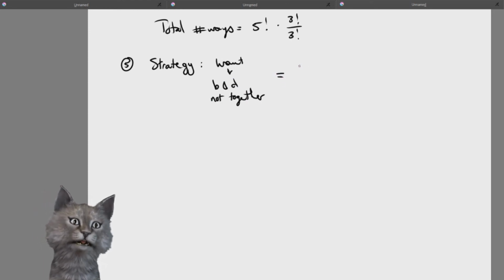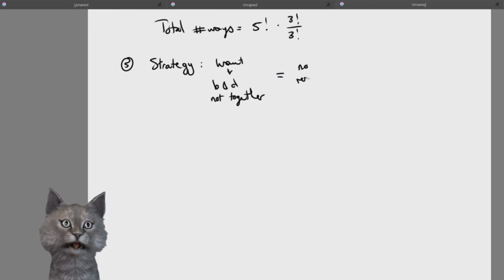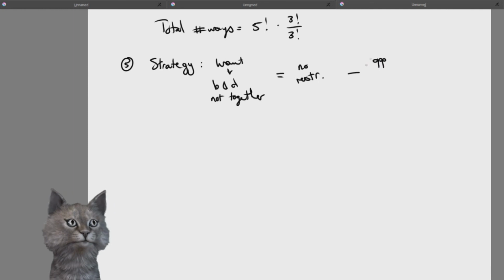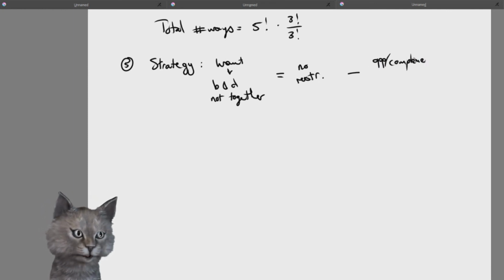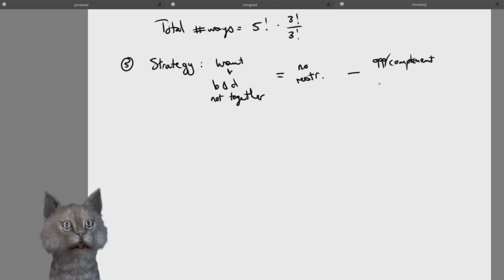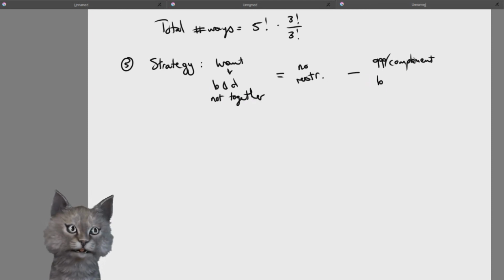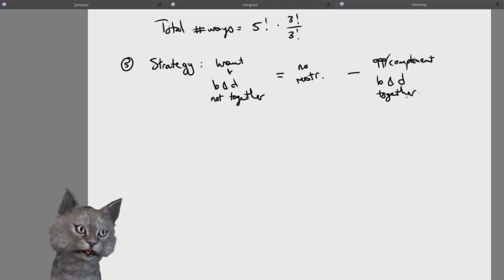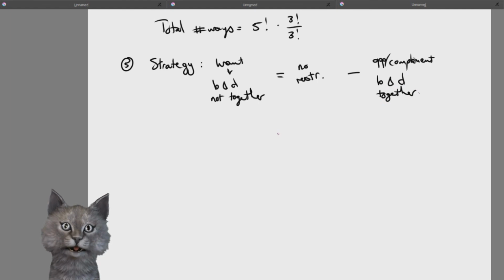How I'm going to do that is instead take absolutely everything with no restriction and take away the opposite, the complement. What is the opposite of B and D not together? Well, B and D together. And I know that's much easier.